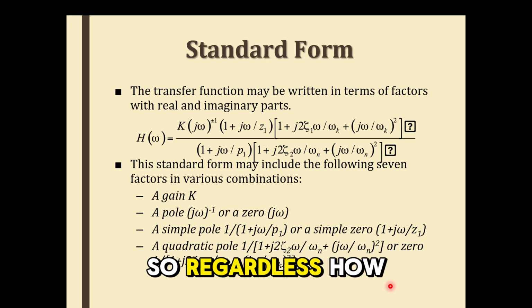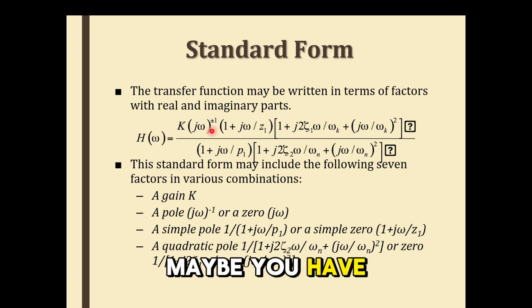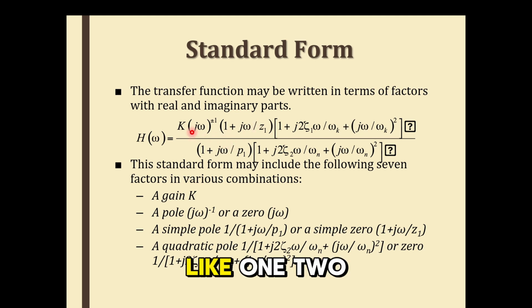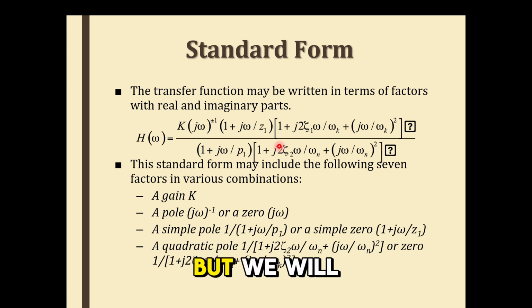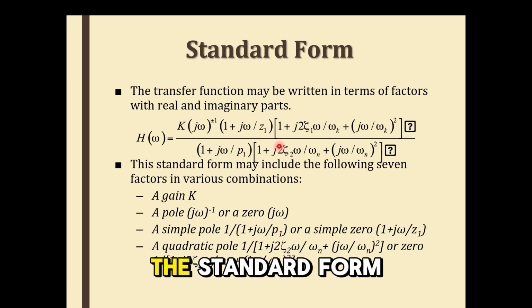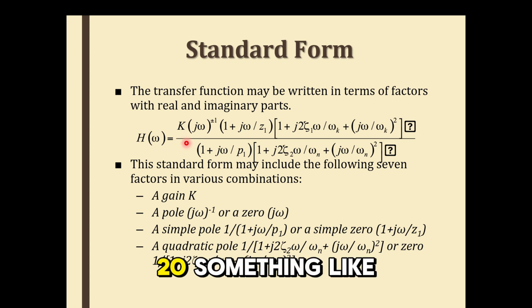Regardless of how your equation looks, this looks very complex, but once you have your own equation, you won't have all of these things. Maybe you have a K j omega over this, or K j omega this and this, okay. Or you have 1 2 3 here, or 1 2 here, up to the transfer function. But we will try to bring it to the standard form like this. So the K is known as the gain value, okay. Maybe you have something like 220.